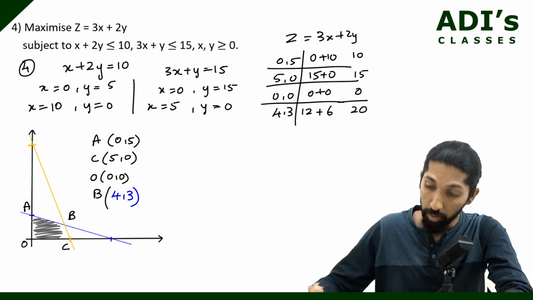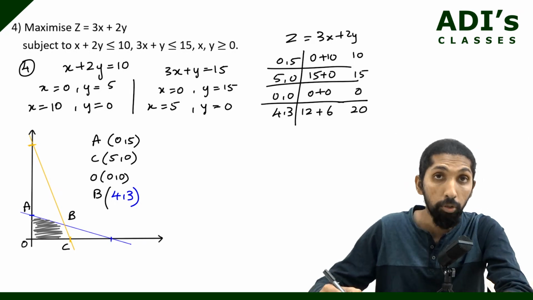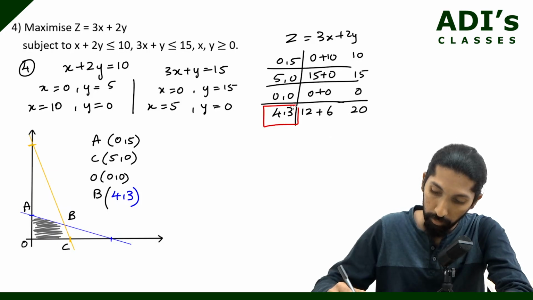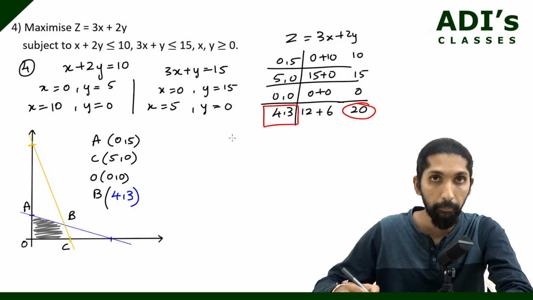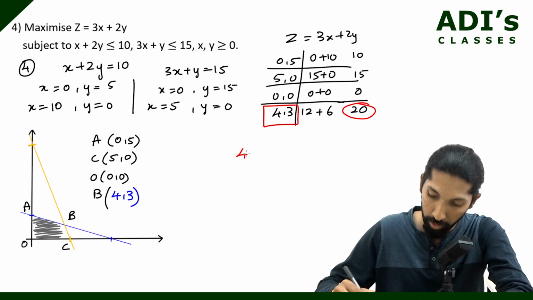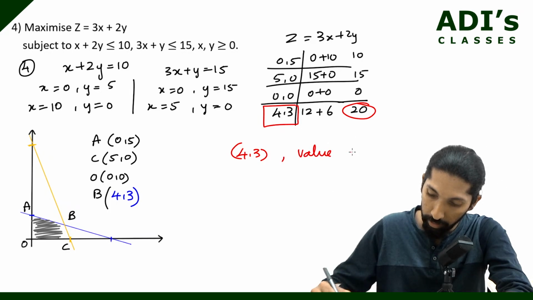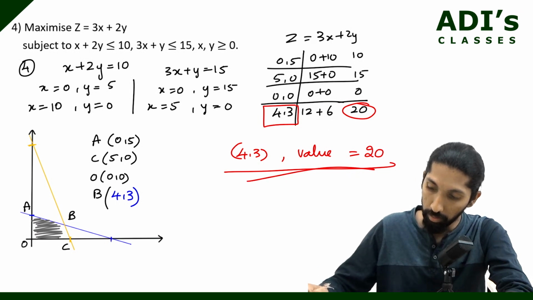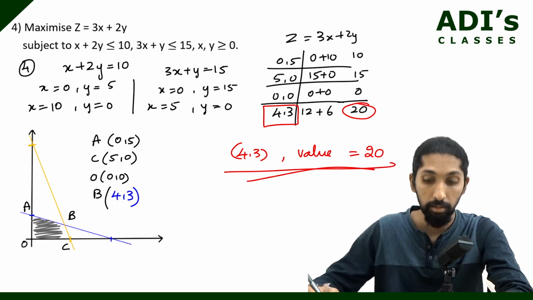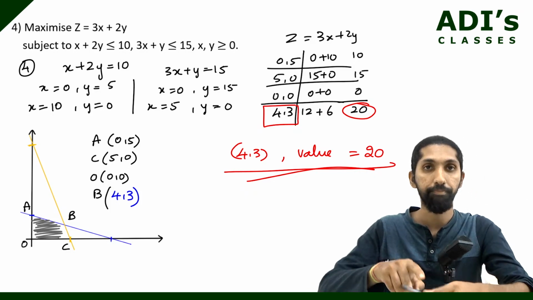Correct? So, what is the optimal solution? Optimal solution is 4, comma 3 and the maximum value is 20. Correct? So, the optimal solution is 4, comma 3 with a value equal to 20. So, this is the answer for the fourth question.